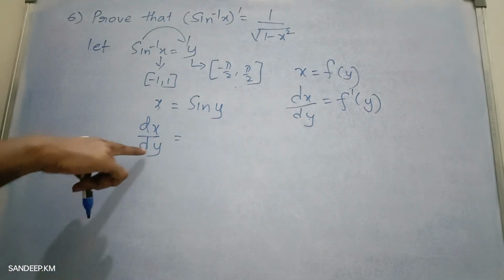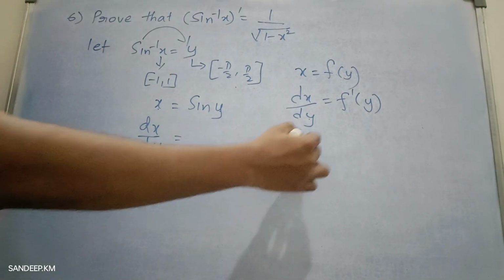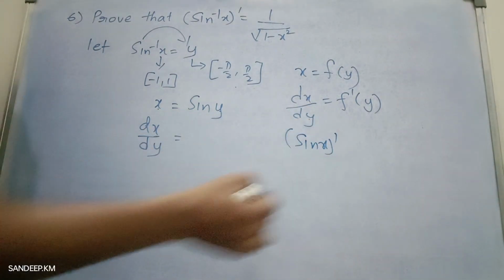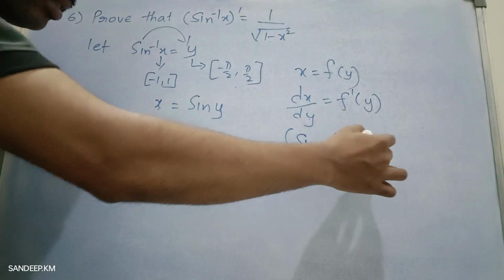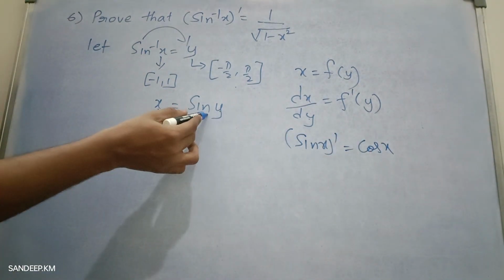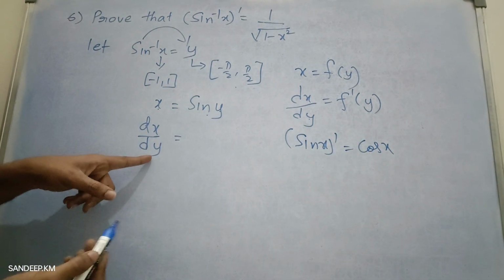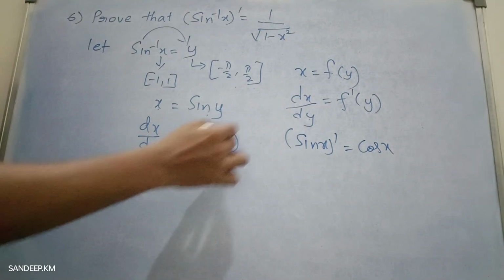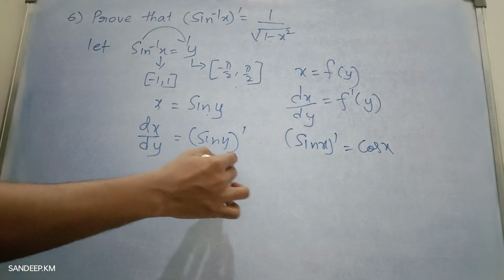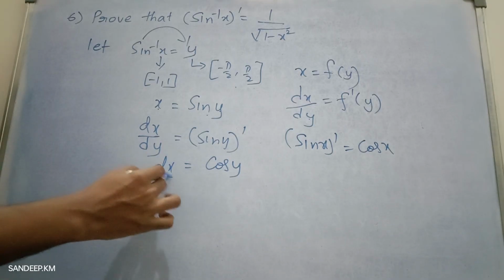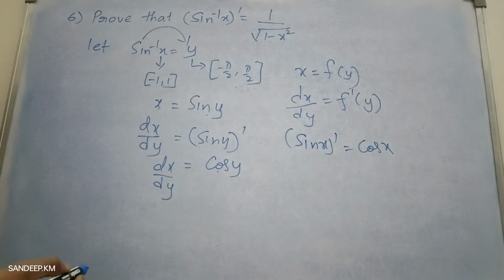Sin y derivative with respect to y. Sin x derivative, dear students, sin x derivative with respect to x is cos x. Then sin y derivative with respect to y. Sin y derivative, what is it? Sin y derivative with respect to y is cos y. So therefore dx by dy is cos y.